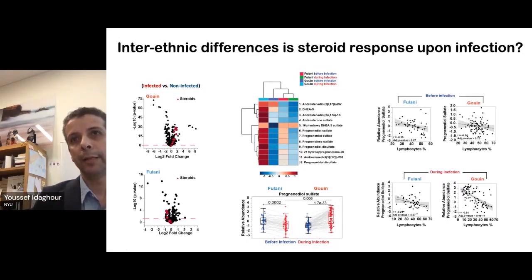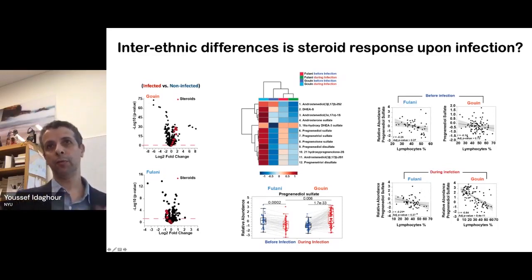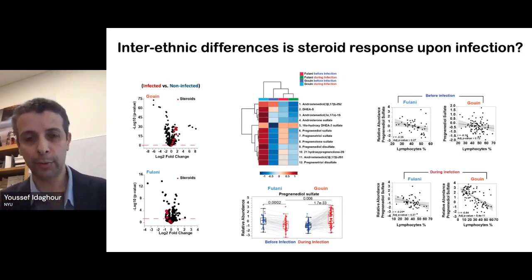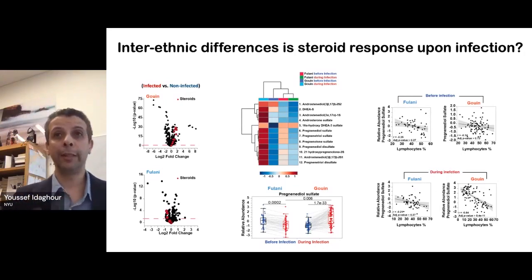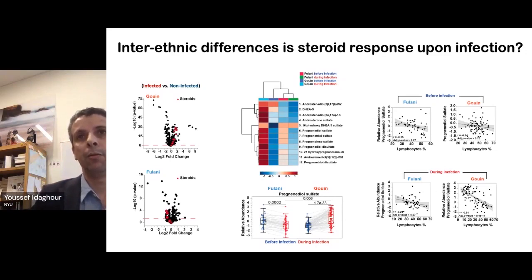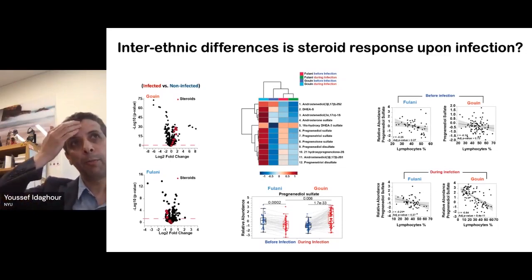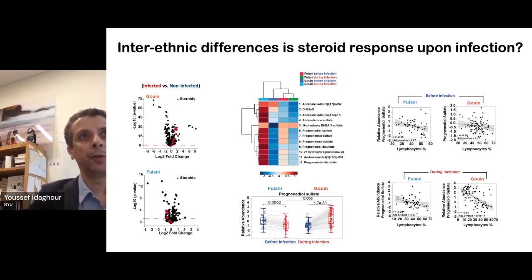The lymphocyte data also supports the evidence of our findings. In the Fulani there is no correlation between the steroids and the lymphocyte counts, but in the Guan you see this negative correlation that we don't see in the Fulani. So this is again indicative that in the Fulani we don't see this upregulation of anti-inflammatory steroids, which supports the idea, already known about the Fulani, that they have a stronger immune response when they are infected. As a summary, the model that we're proposing is that in the Guan ethnic group there is an elevation of steroids associated with infection and parasitemia, which have an inhibitory effect on T cell function and potentially on other cells as well, which can also affect parasitemia.